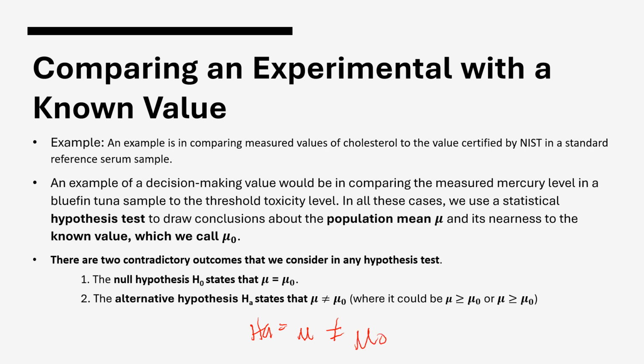Now, in this case, for your HA, since it is your alternative hypothesis, we do not know in which direction it goes, whether greater than or less than, so it is simply not equal to your known population mean. So the experimentally determined population mean could be greater than your known population mean, or the experimentally determined population mean could be less than your known population mean.